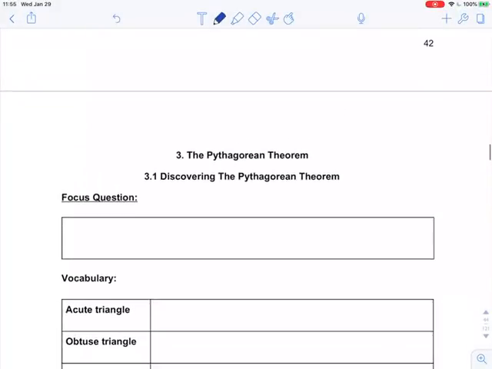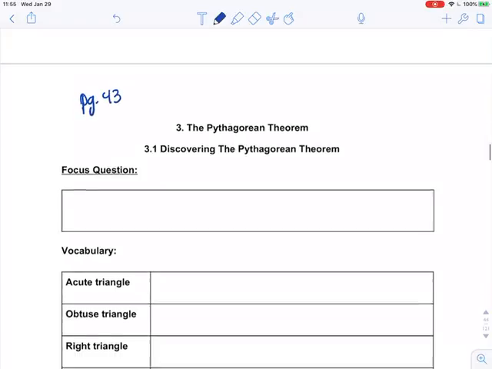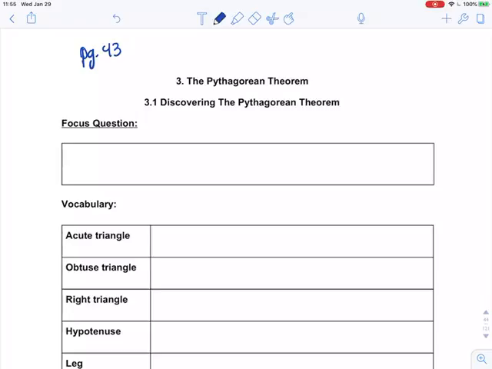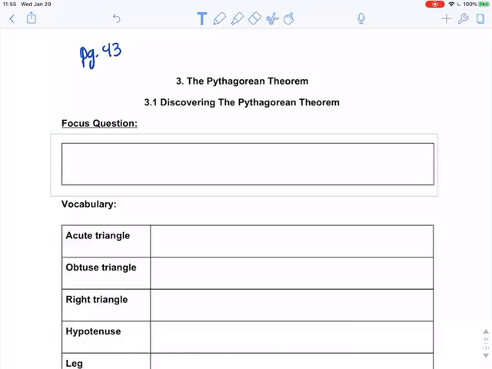Okay, so we are now on page 43. Page 43, and we are getting to the Pythagorean theorem, specifically how to use it and where it comes from. We've already started using it. You've already seen it.